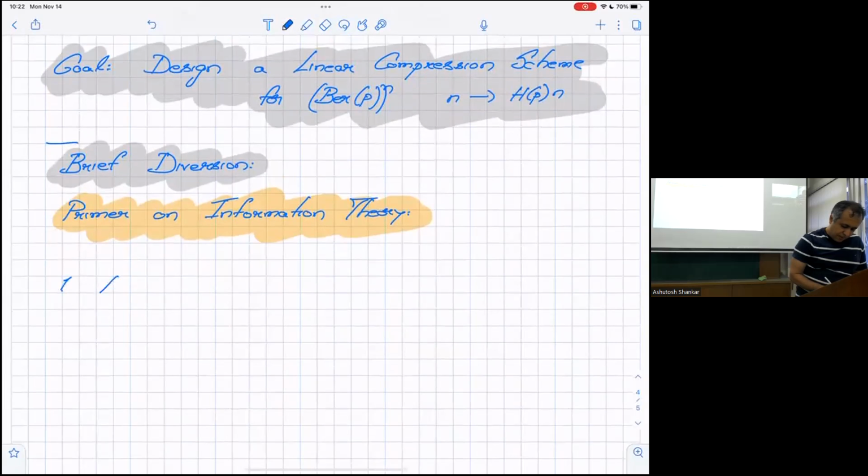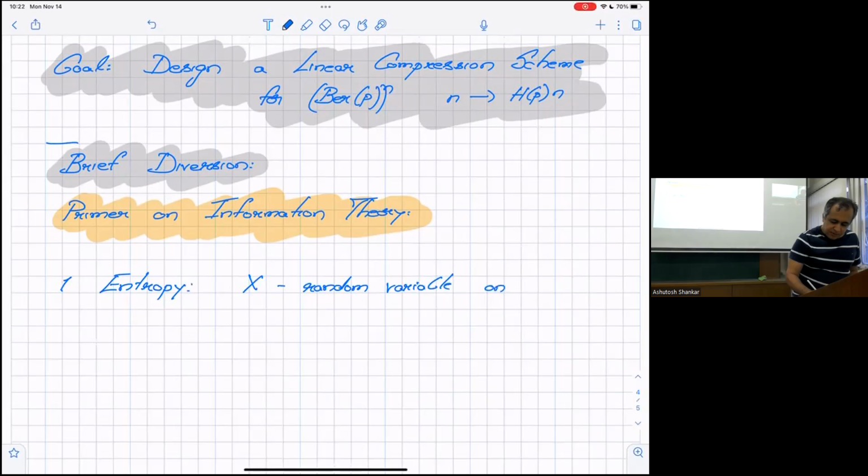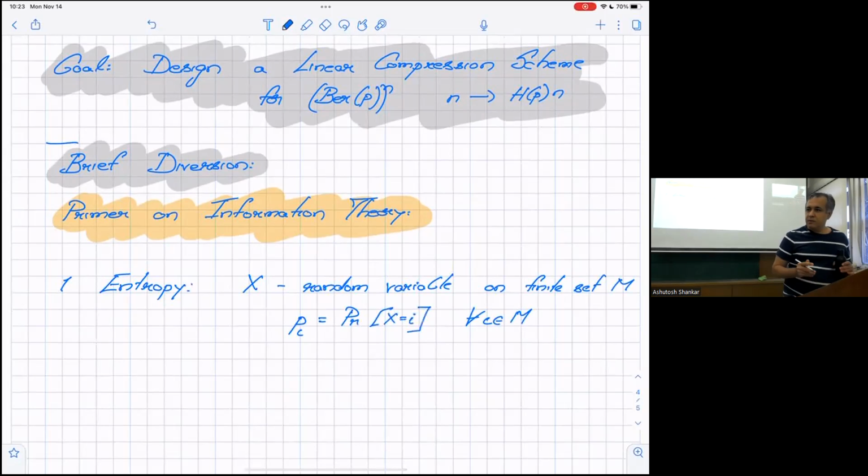So let's begin with the concept of entropy. We'll define it quite generally. So X, some random variable or distribution. This can be defined for a distribution on some finite set, say M. It can be defined for infinite sets, countable sets, but we will not do it. Everything we deal with will be finite. So we're talking about a random variable on a finite set. More precisely, that means I've given you, for all i in M, a probability p_i, which is exactly the probability that X is equal to i.